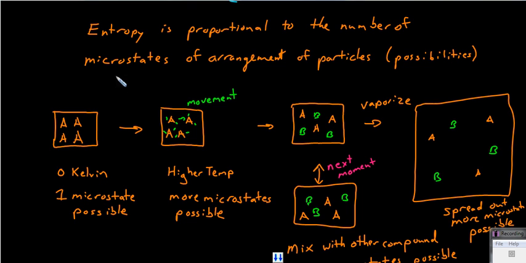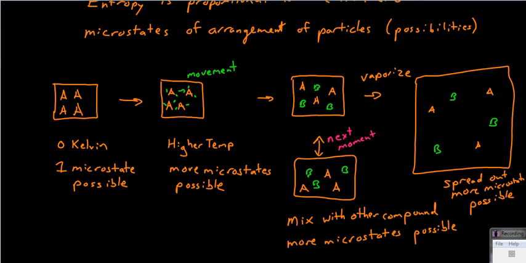Now, entropy is disorder, but the origination of that disorder is the number of possible microstates of arrangement of your particles at a given moment. Entropy is proportional to this number of microstates of arrangement of particles. And so consider how these numbers of microstates are altered by a couple of changes.